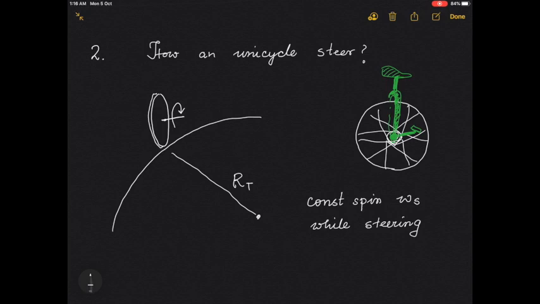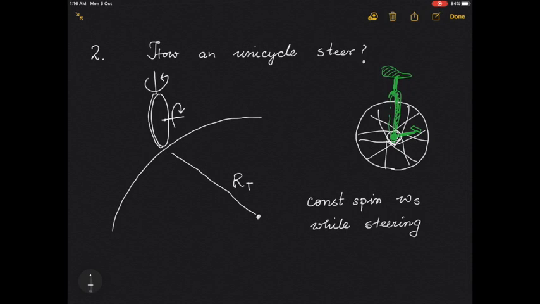It's better that way. Even for a bicycle, if you try to change the spin while you are on the arc, it will be really tough to maintain the balance. I said it is being steered, which means you see that the direction of motion of this wheel will change, which essentially means that there will be a rotation along that axis.